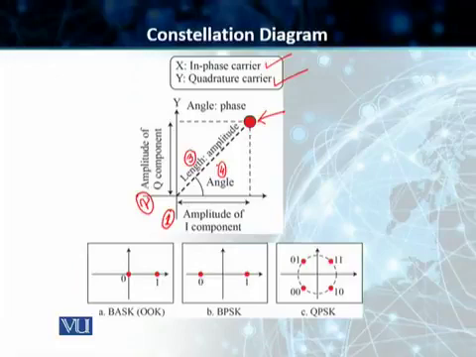Therefore, the students, the 2 points that you have on the constellation diagram for ASK, it is a binary 0, which is at origin. It's an amplitude of 0 voltage, and then you have a binary 1, which has an amplitude of 1 volt. Students, BPSK, same thing.